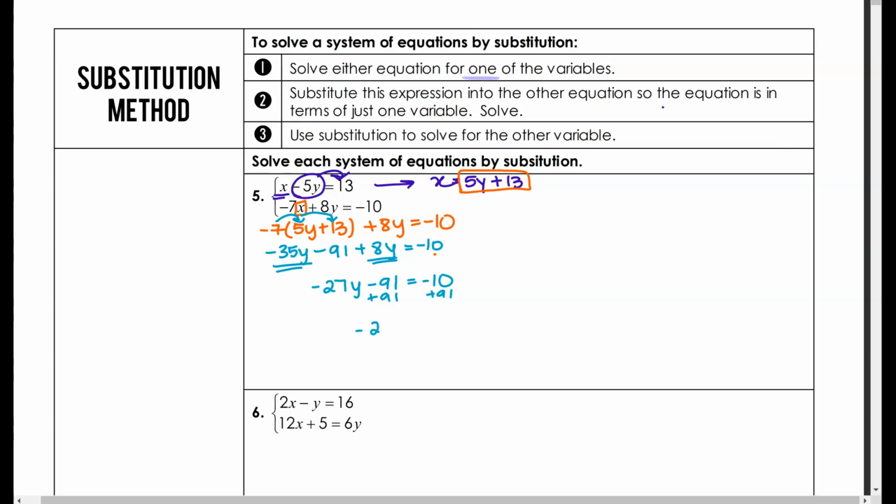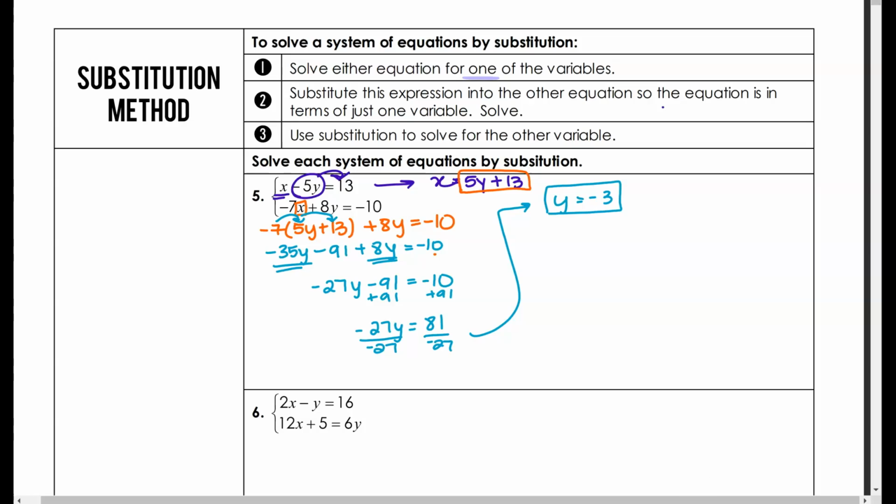We're going to move the 91 to the other side. We're going to end up with negative 27y equals 81. Let's go ahead and divide both sides by negative 27, and we end up with y equals negative 3. Now we're not done, because all we know is that y equals negative 3, so we need to go ahead and plug that back in.